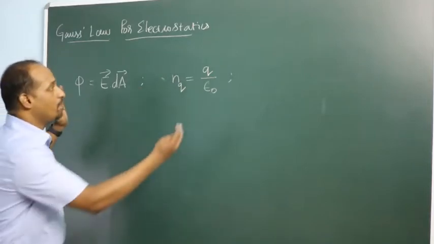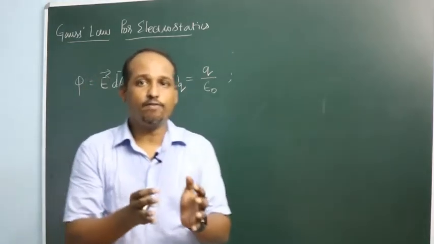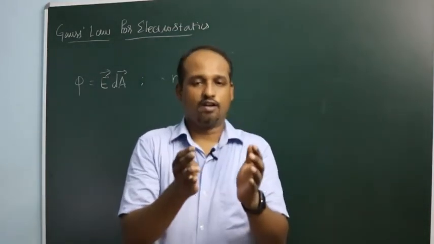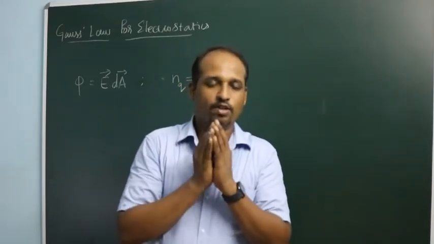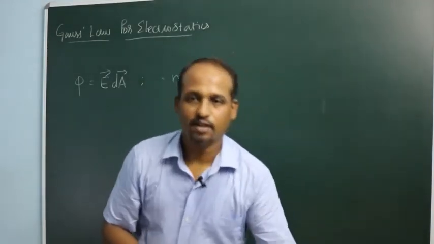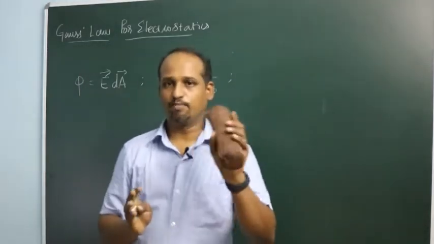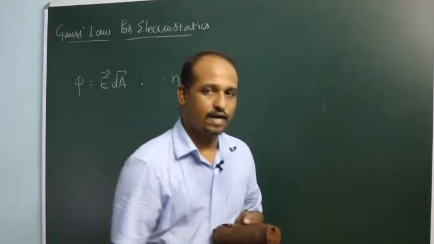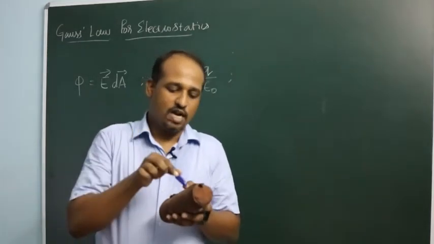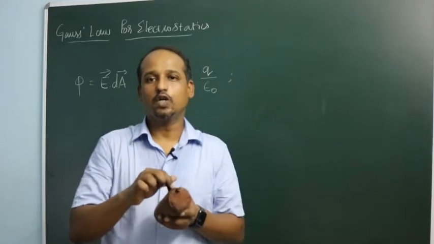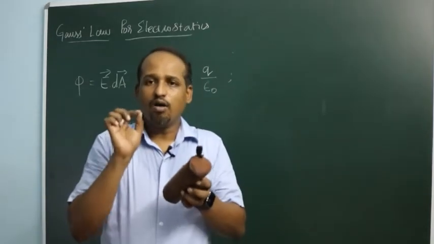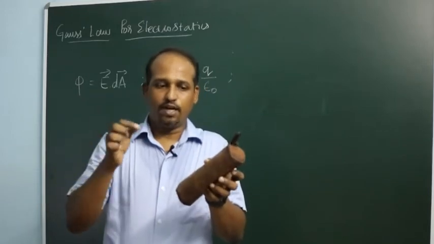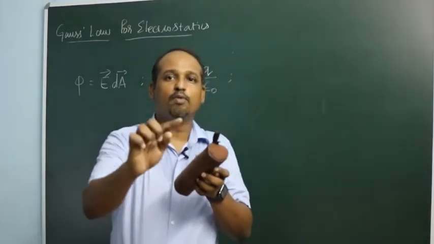So we are going to combine these two and apply them for a closed surface. That is called Gauss law for electrostatics. One simple example we'll take. This is a closed surface, a pouch. I'm going to open this pouch, take 1 coulomb of charge, put it inside the pouch and close it. All the lines of force will come out of this pouch.